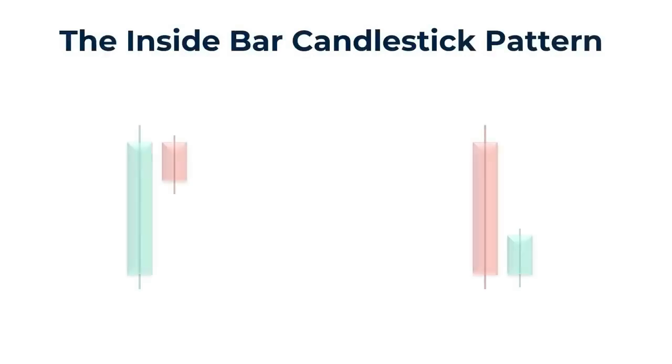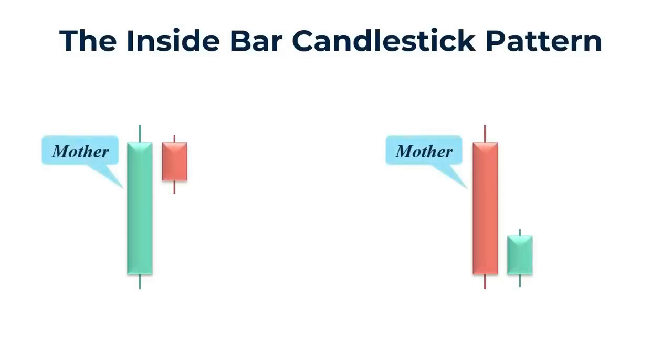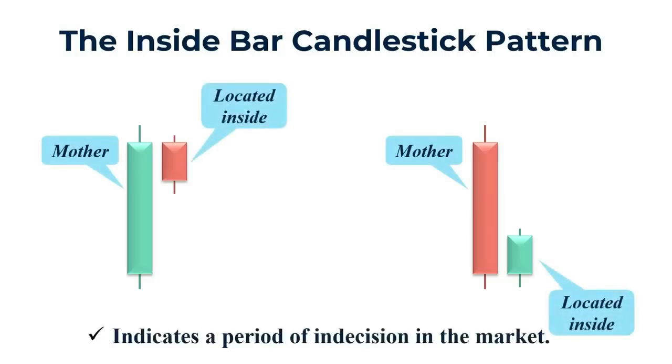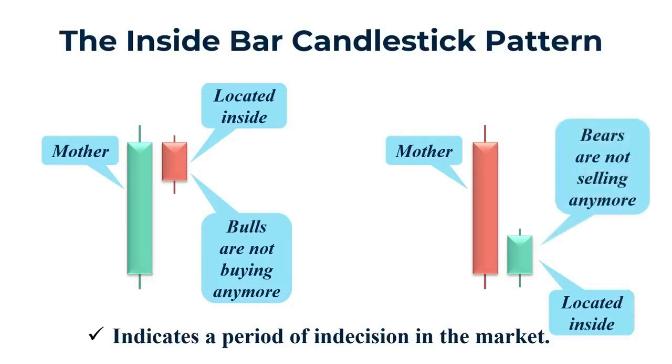An inside bar consists of 2 candlesticks. The first is called the mother candle, which is big and large, and the second is smaller and located inside the mother. The inside bar formation indicates a period of indecision in the market. A bullish trend reflects that the bulls are not buying further in the second period, represented by a small red candle on the second day after a strong uptrend. And in case of a bearish trend, sellers are not in control of the market anymore. A small green candle reflects it after a strong movement.